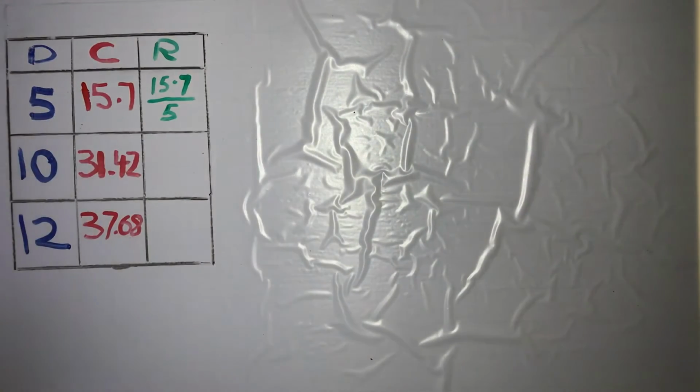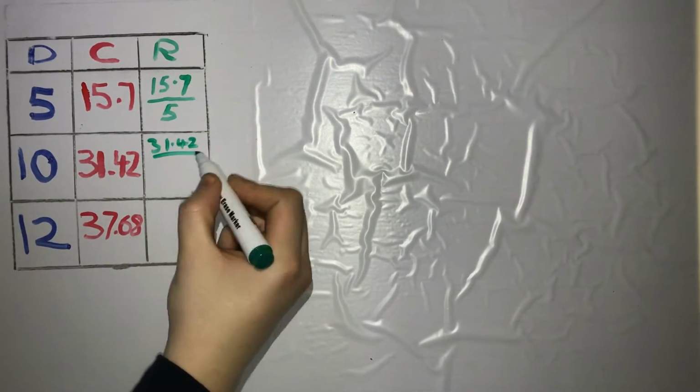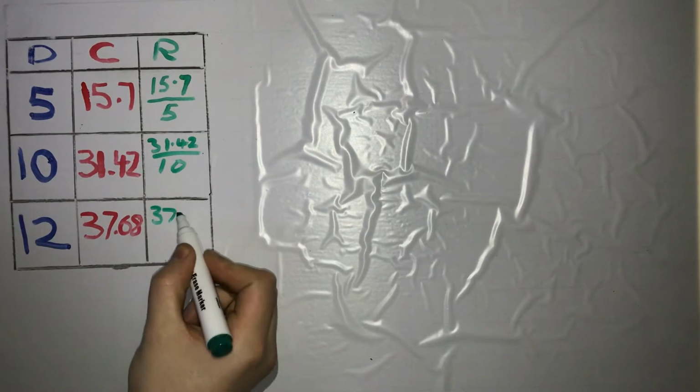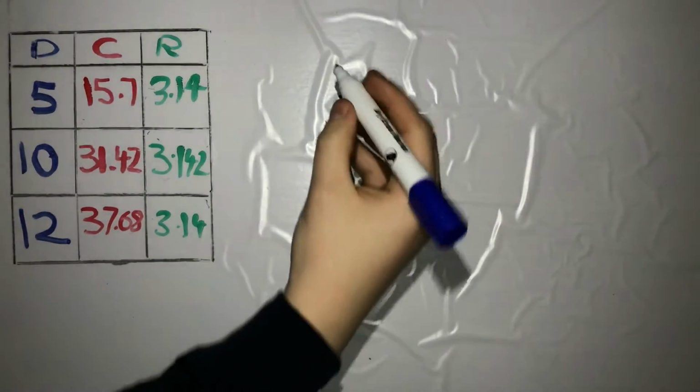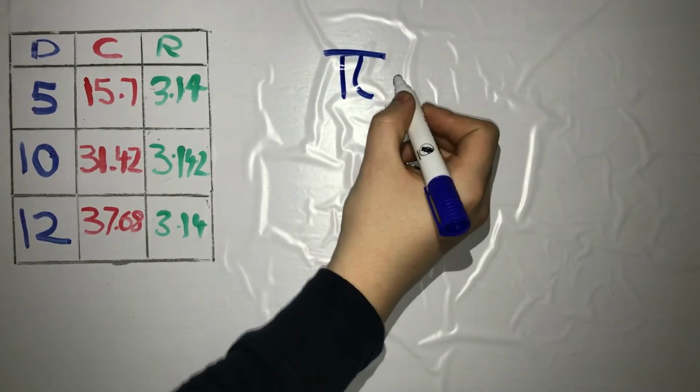Now we can find out our ratio r by dividing the circumference by the diameter. So for the first one it's 15.7 divided by 5, for the second it's 31.42 divided by 10, and for the last one it's 37.68 divided by 12. And what you'll notice is that when we calculate these, they all come out to be the same ratio to 2 decimal places. This number 3.14 is what we denote pi.